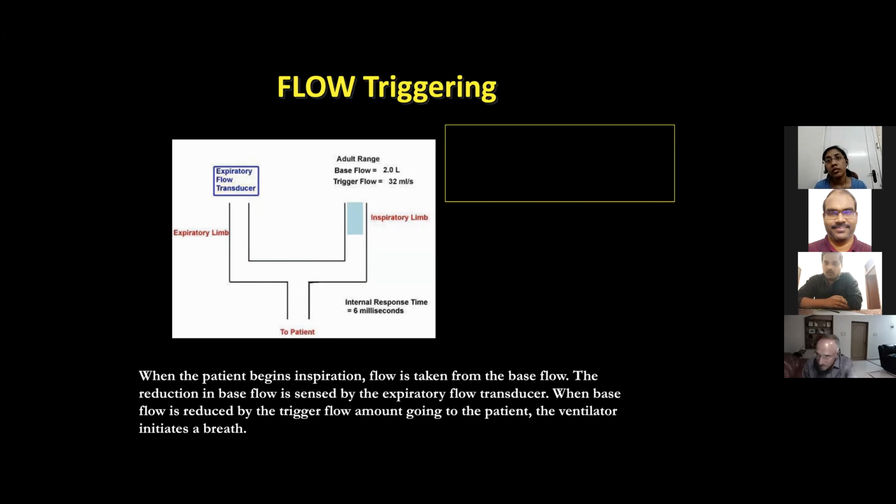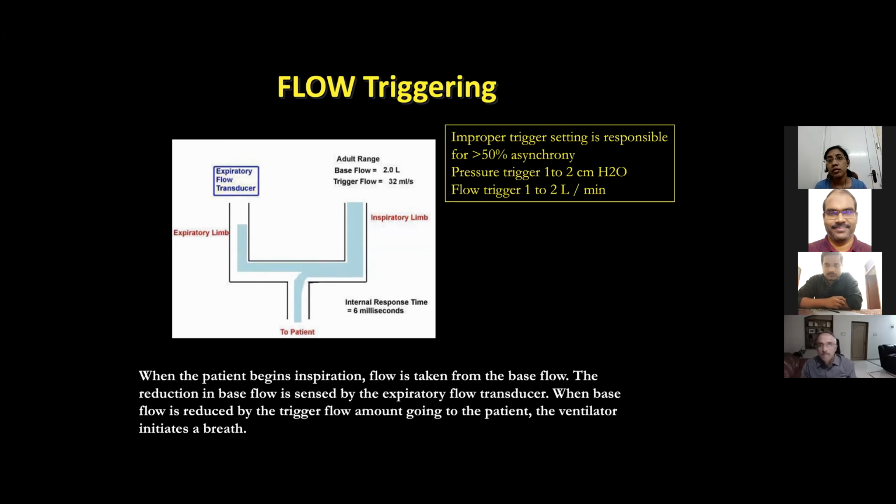There are 2 types of trigger. One is flow trigger, one is pressure trigger, and both settings are 1 to 2. 1 or 2 centimeters of water, or 1 or 2 liters per minute, is the trigger setting. Understood? Any doubt?